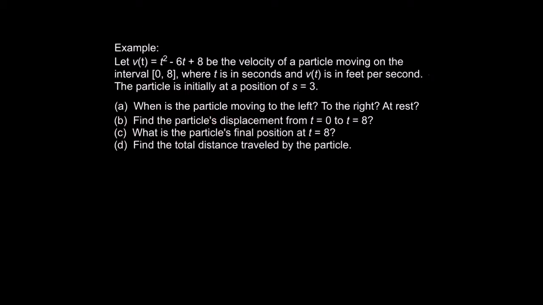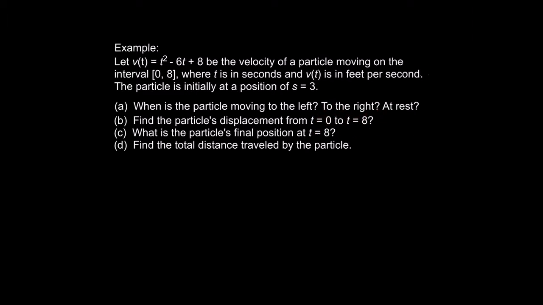Okay, so let's look at this example. Here, let v of t equals t squared minus 6t plus 8 be the velocity of a particle moving on the interval 0 to 8, where t is in seconds and v of t is in feet per second. The particle is initially at a position of s equals 3. Part A, when is the particle moving to the left, to the right, and at rest?